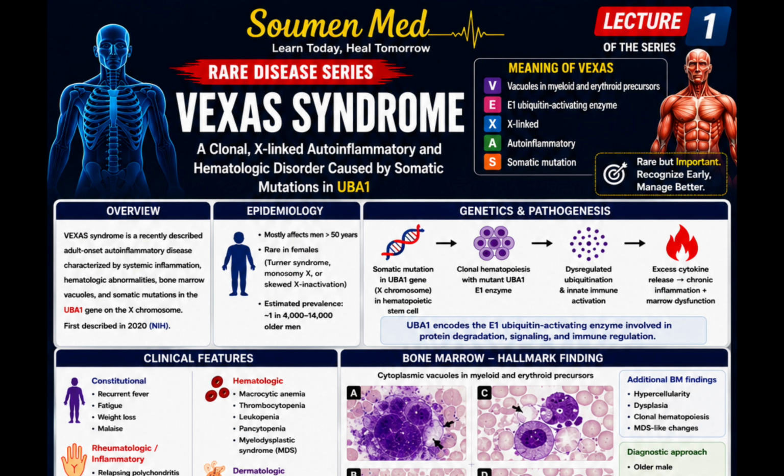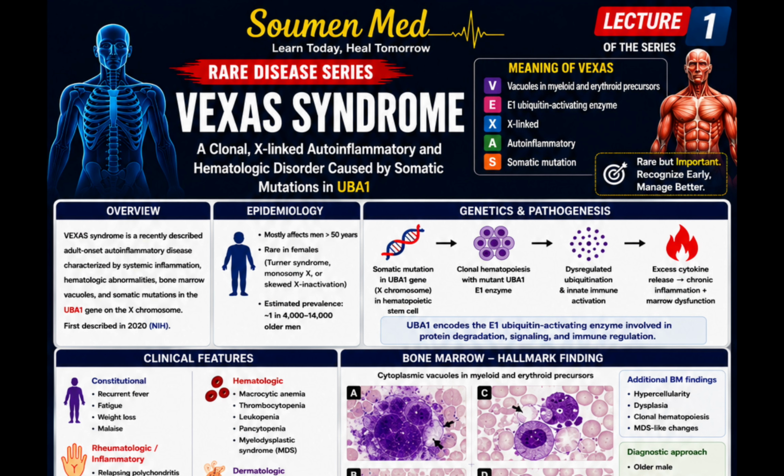Vexus syndrome is a clonal, X-linked autoinflammatory and hematologic disorder caused by somatic mutations in the UBA1 gene. It is characterized by systemic inflammation, hematologic abnormalities, bone marrow vacuoles, and myelodysplastic features. This syndrome was first described in 2020.